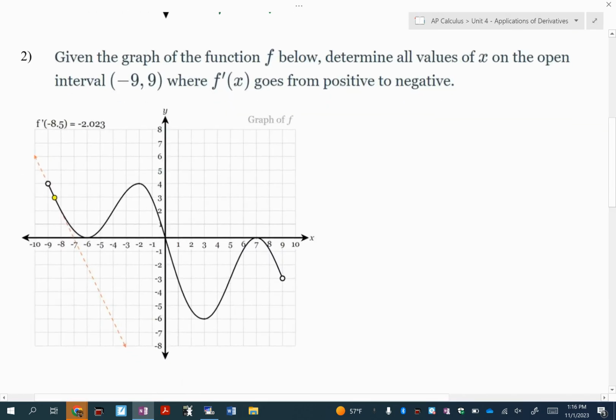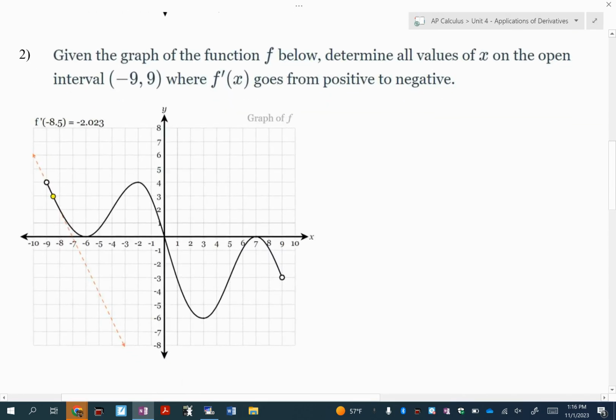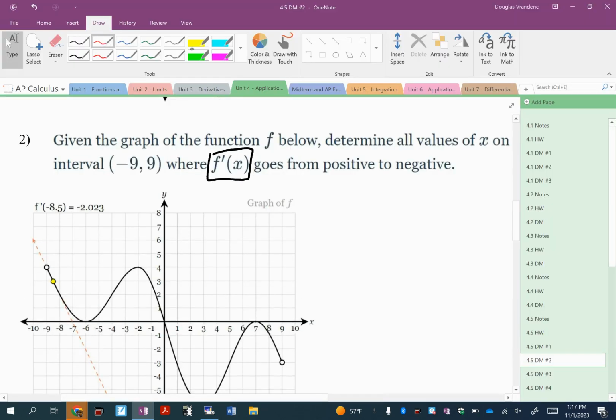All right. Next one says, same -9 to 9. We're looking, where does f prime of x go from positive to negative? All right, so again, what graph are they giving us? The original function, right? This is the original. So I have to actually do one of two things. You could do the way that I just taught you on the previous link, which is find the slopes of tangent lines.